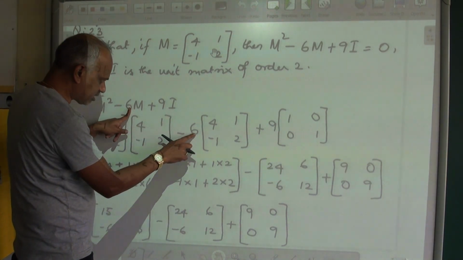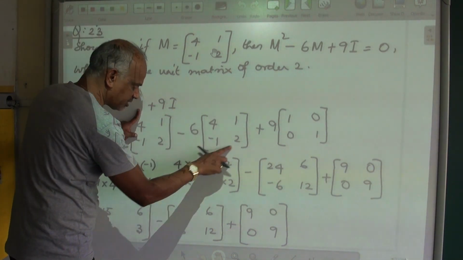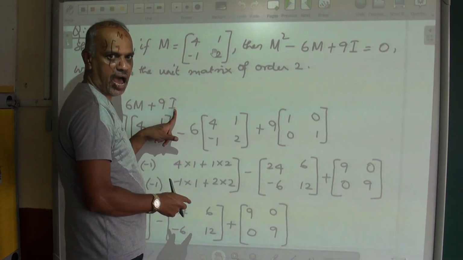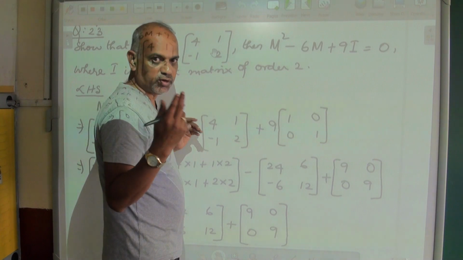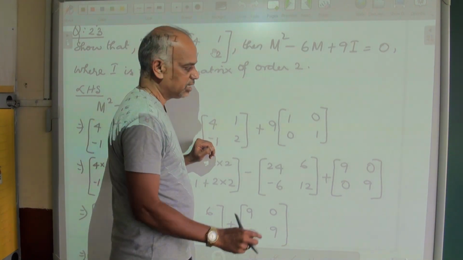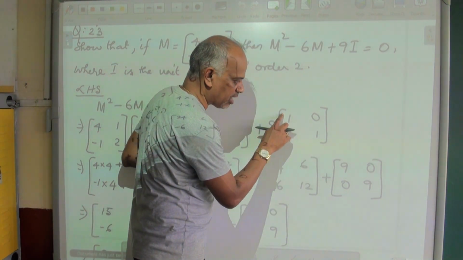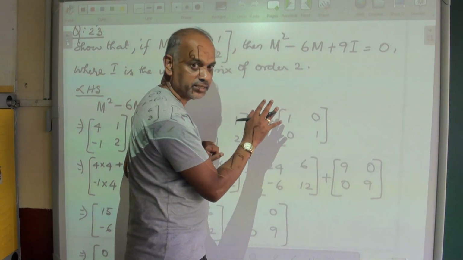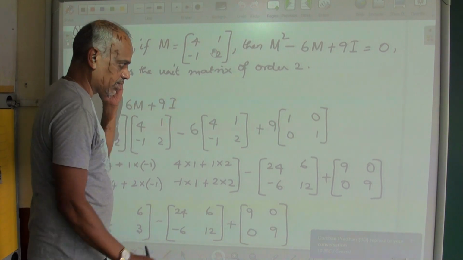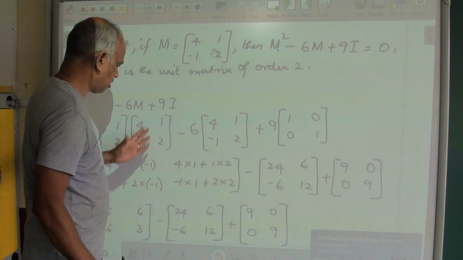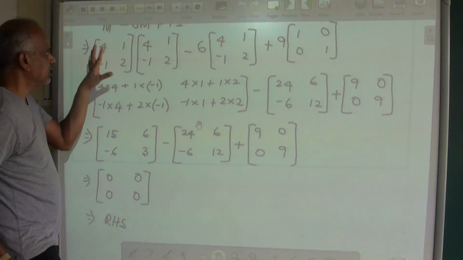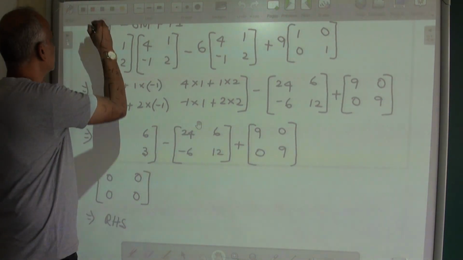Minus 6 has to be multiplied with matrix M. Plus 9 has to be multiplied with I. I is an identity matrix. I told you before also about the identity matrix, where the diagonal elements are 1s and the rest are all zeros. So 1, 0, 0, 1 is an identity matrix. So we put all these values now to simplify. This matrix has to be multiplied with this.